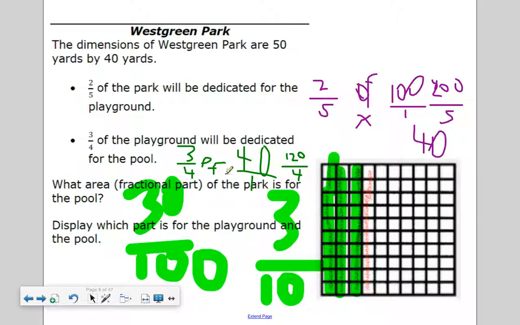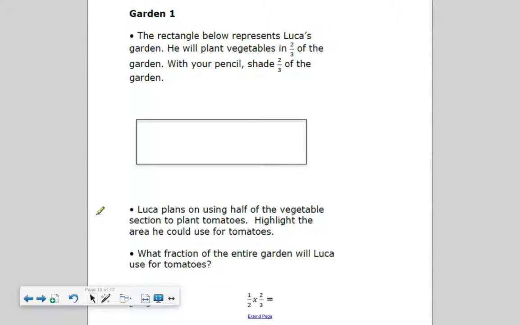Could I have done a shortcut? I've gotten 3/10 right away instead of doing a pictorial model. Could you? 3/4 of 2/5 belong to the pool. Well, if you haven't figured it out, maybe the next one you will.